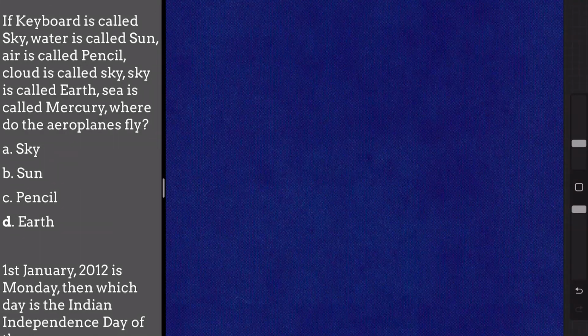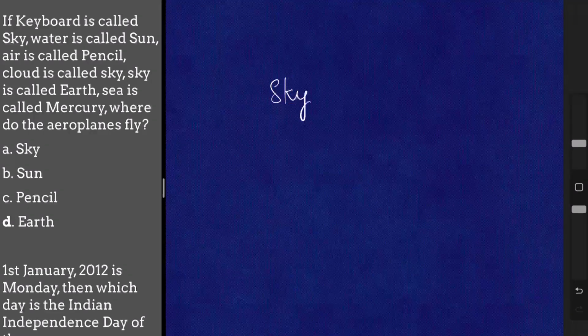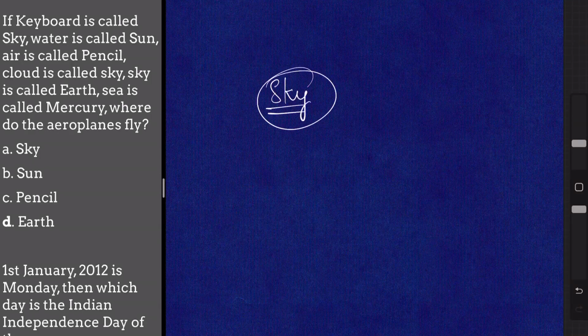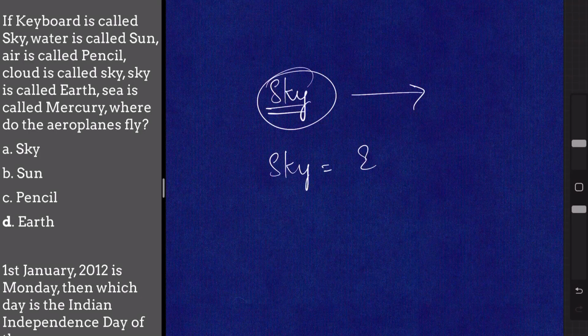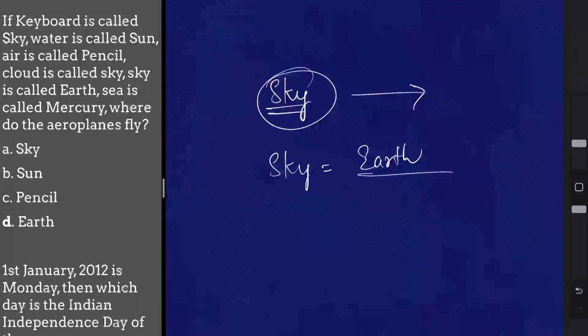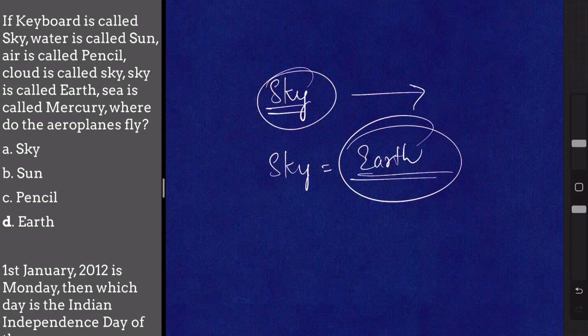If keyboard is called sky, water is called sun, air is called pencil, cloud is called sky, sky is called earth, sea is called mercury, where do aeroplanes fly? This is interesting. So aeroplanes fly on sky. That much we know already. We'll have to look for the word which is a substitute for sky. They say sky is called earth. That's it. So aeroplanes fly on earth according to this question.